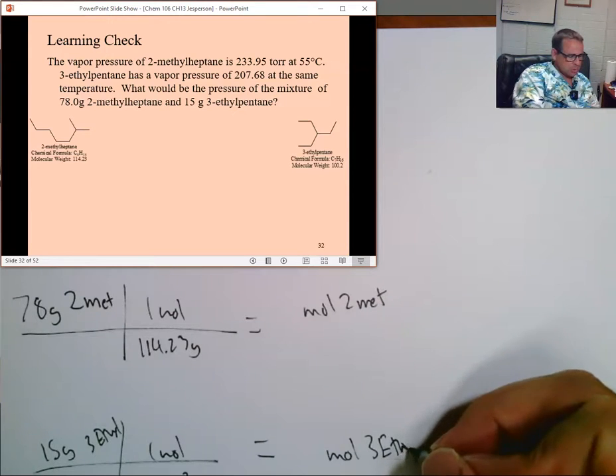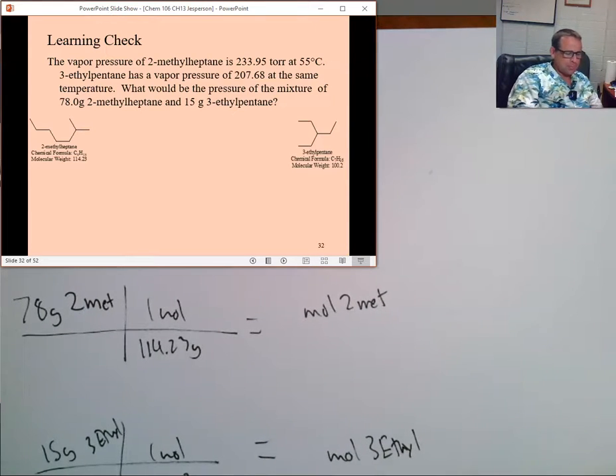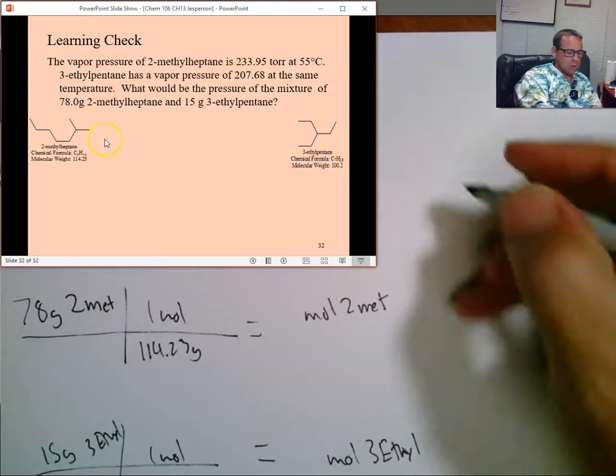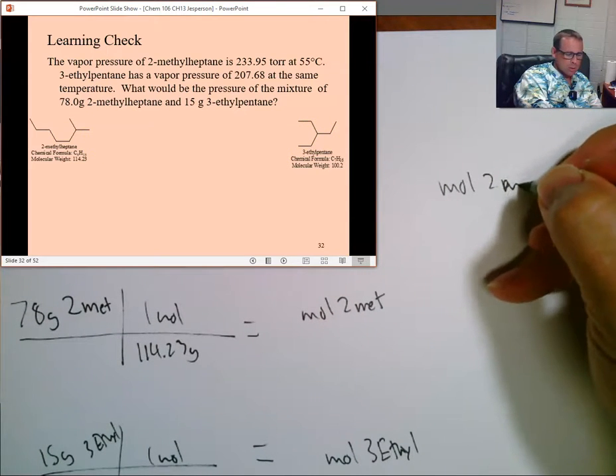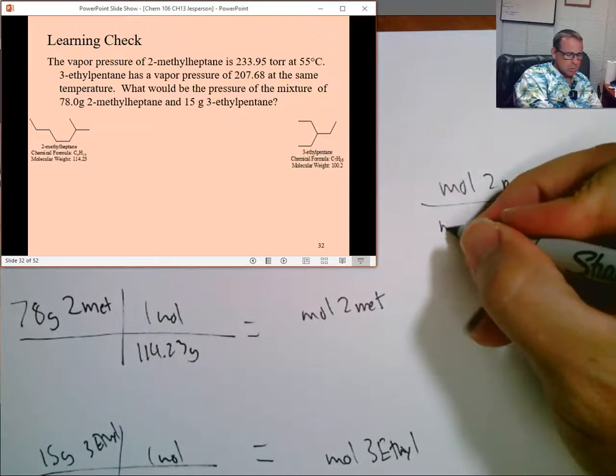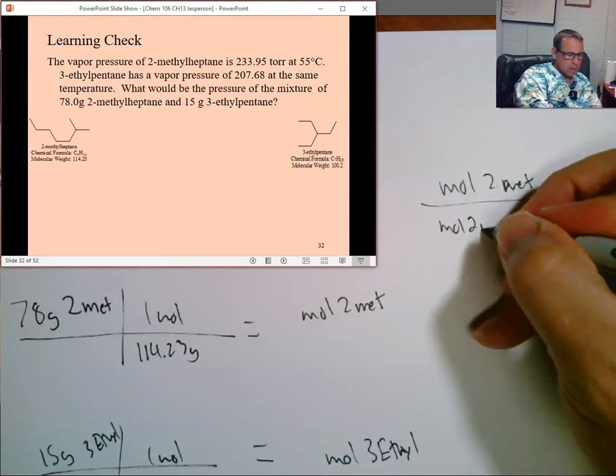Okay, so if I want to identify the mole fraction of the individual components, then I'm going to do the moles of one, let's say the 2-methyl to start off with, over the moles of both combined, right?